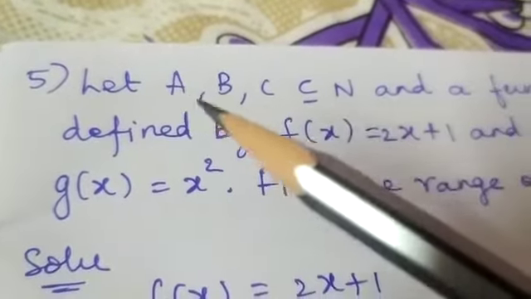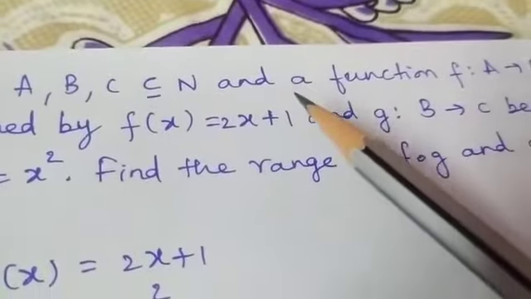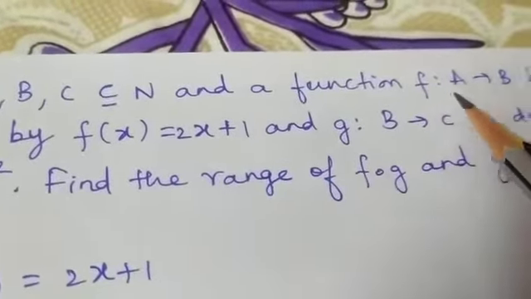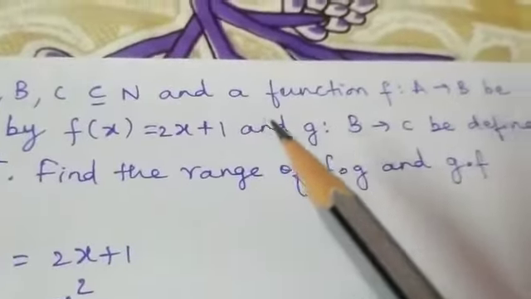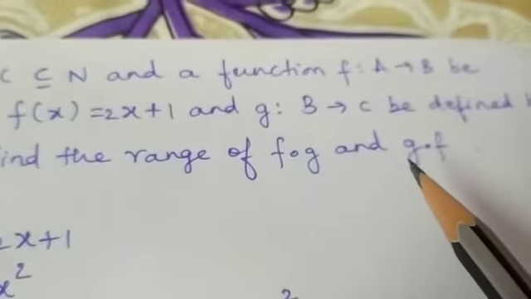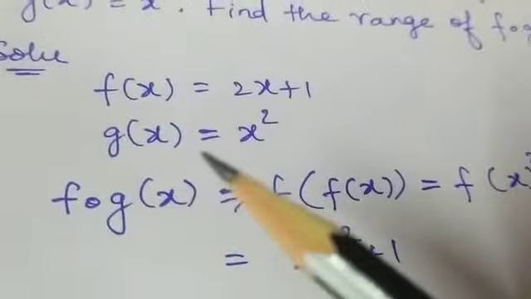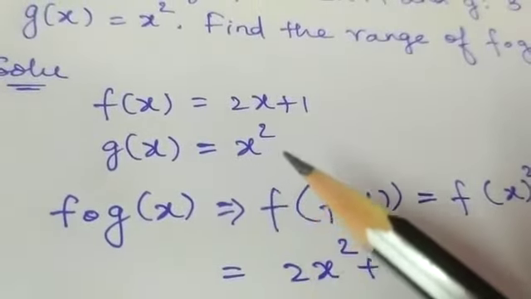So in my fifth question, let a, b, c be subsets of natural numbers and function f: A to B be defined by f(x) = 2x + 1 and g: B to C be defined by g(x) = x². We have to find the range of f∘g and g∘f. And f(x) is given as 2x + 1, g(x) is given as x².